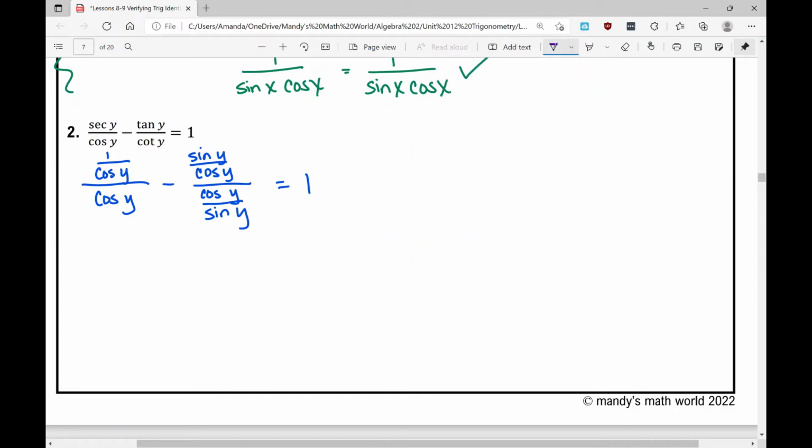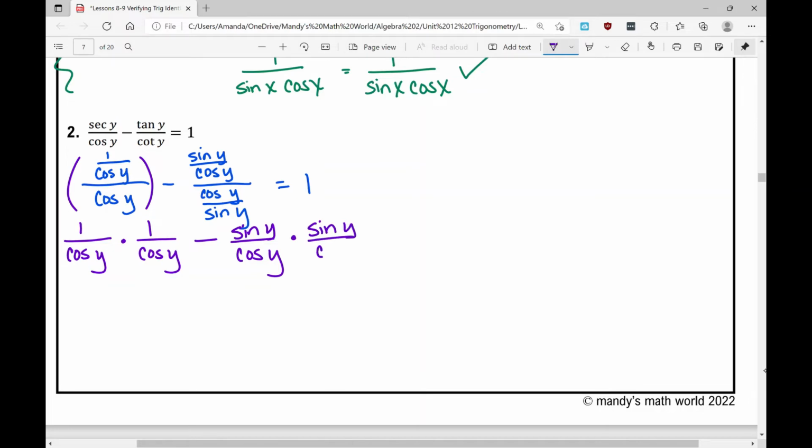complex fraction, which is just a fraction divided by a fraction, right? So multiply by the reciprocal. Keep, change, flip. So let's start with this first one right here. 1 over cosine y times, instead of cosine y over 1, we're going to flip it. 1 over cosine y minus, and now let's rewrite this, sine y over cosine y, because we're dividing, keep, change, flip, so multiply by the reciprocal, not cosine y over sine y, but sine y over cosine y equals 1.